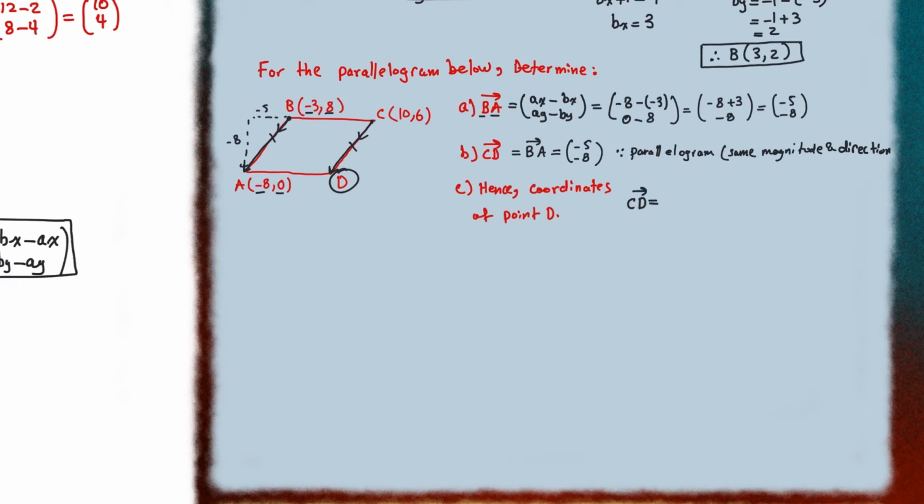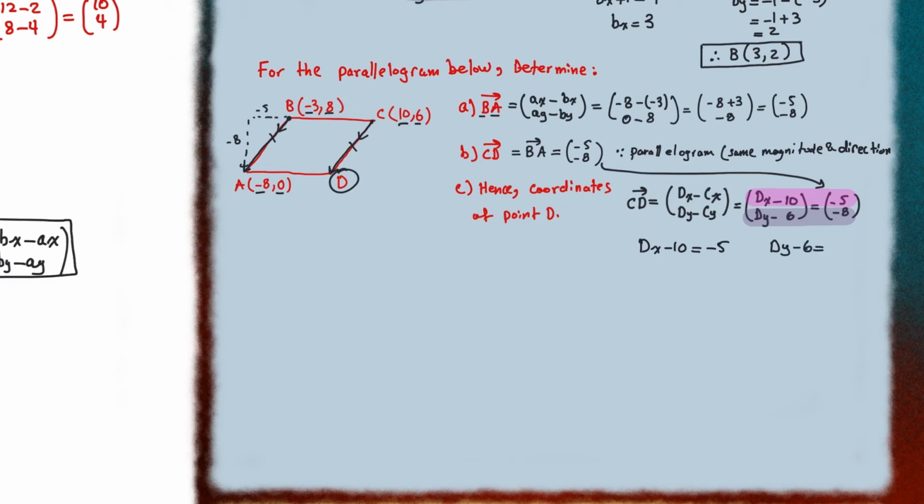Now for part B, we want to find the coordinates of point D. We already have vector CD, and since we have the vector and one of the points, we can find the other point. So we want to subtract the x component of point C, which is 10, from the x component of point D, and subtract the y component of point C, which is 6, from the y component of point D. And that's going to equal vector CD, which is negative 5, negative 8. Now we're going to separate the x component, dx minus 10 is equal to negative 5, and the y component, dy minus 6 is equal to negative 8, and we're going to solve for those two coordinates.